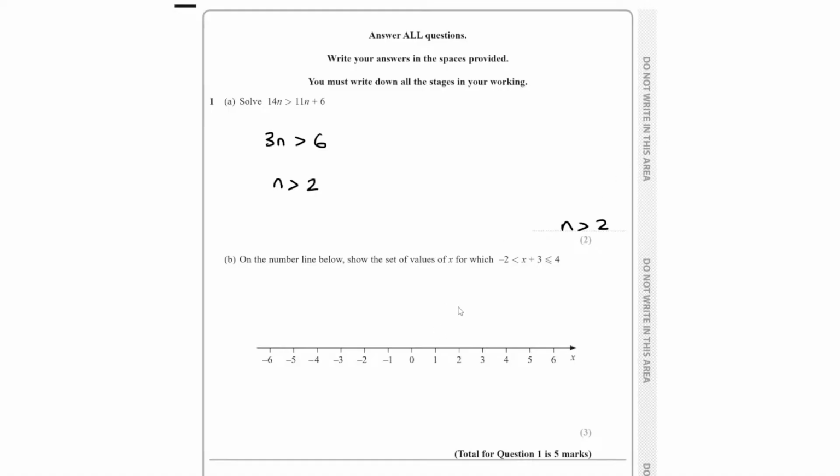Part B, on the number line below, show the set of values of x for which -2 is less than x plus 3, which is less than or equal to 4. So they've given you a bit of space here as well, obviously to draw it, but a little bit of space as well, I guess, to work it out. And it is 3 marks because, do you see how the centre of the inequality is x plus 3? And then on the number line, it's just x. So we have to solve this inequality first, before I can then start drawing anything on my number line.